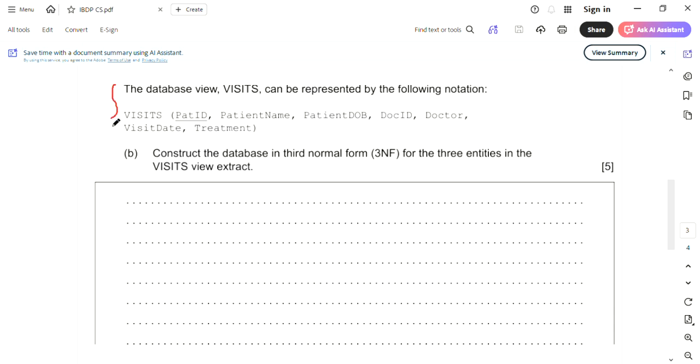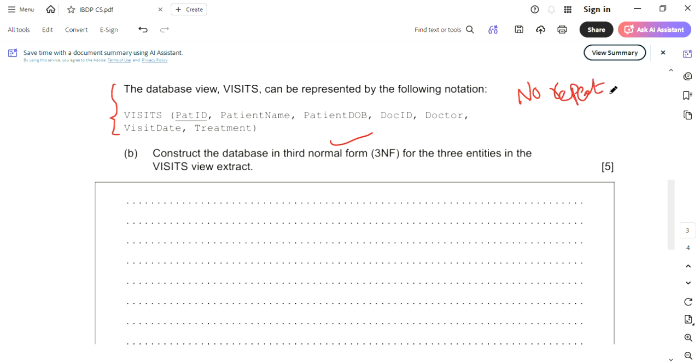So they have given one database and they are asking us to make this database into third normal form. We already have seen what is 1NF. What is 1NF? There should be no multi-valued attributes, no repeating groups.